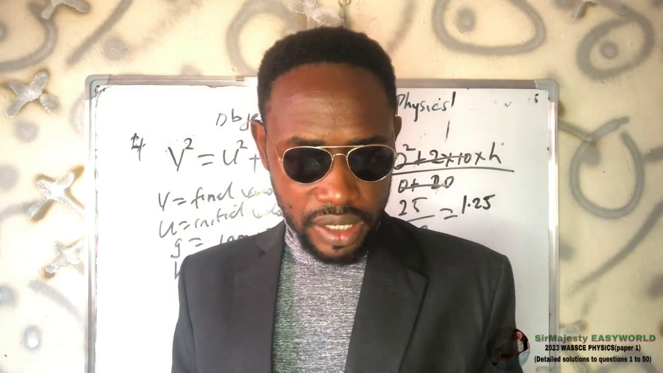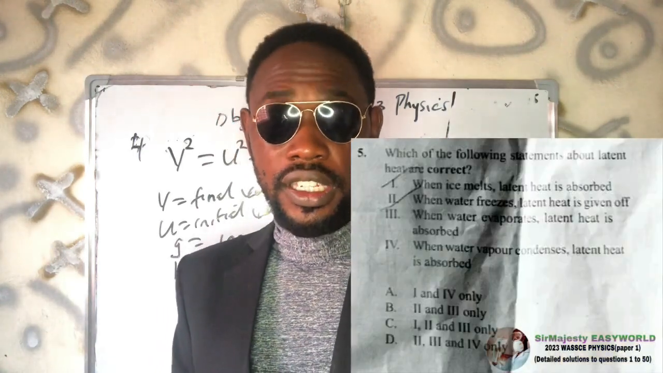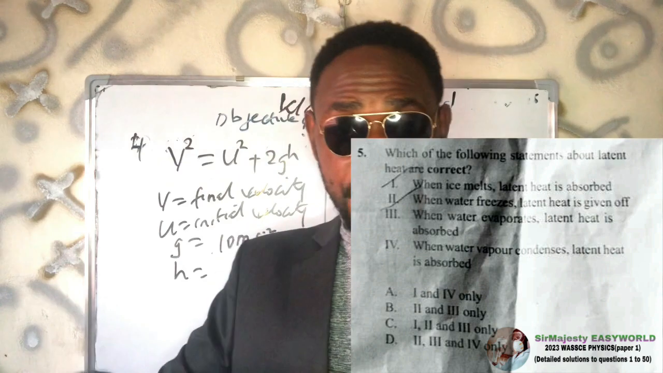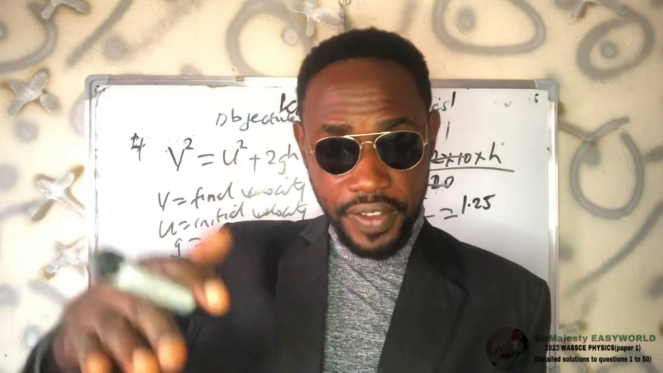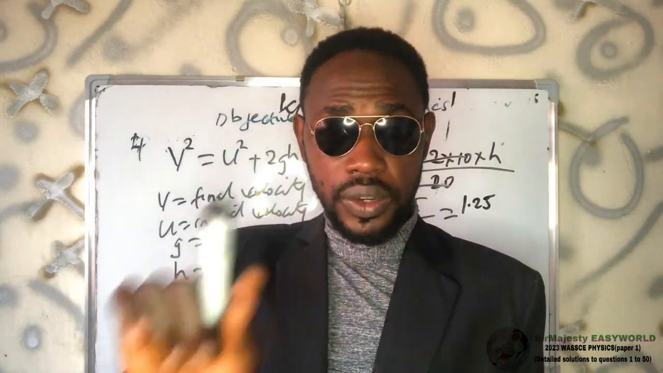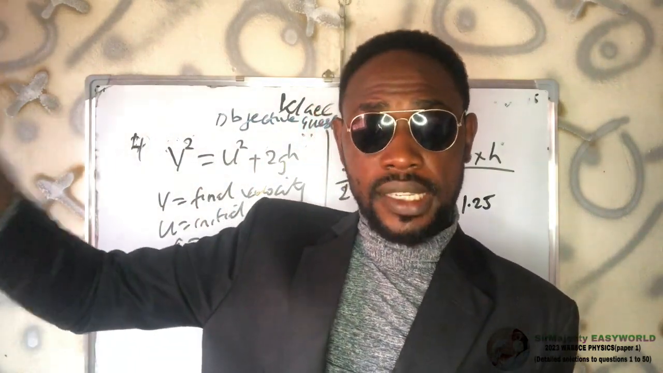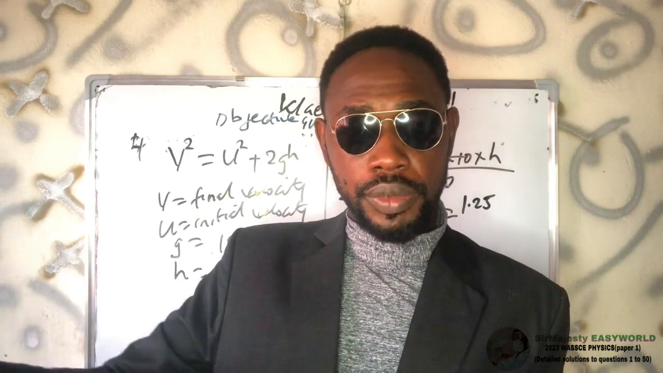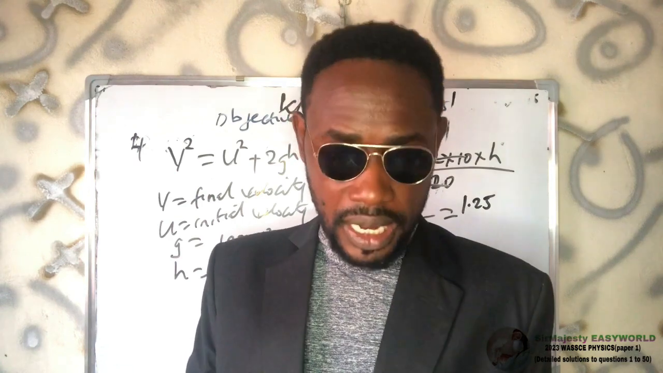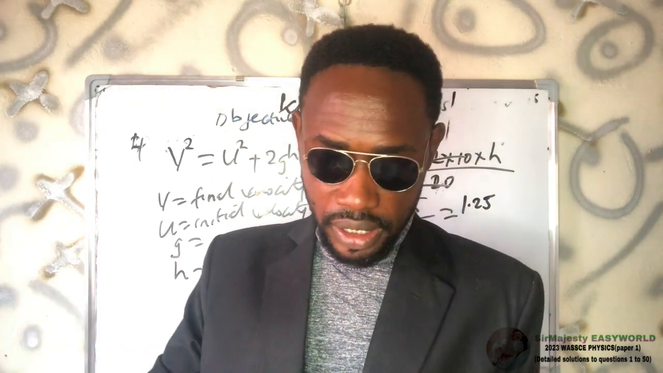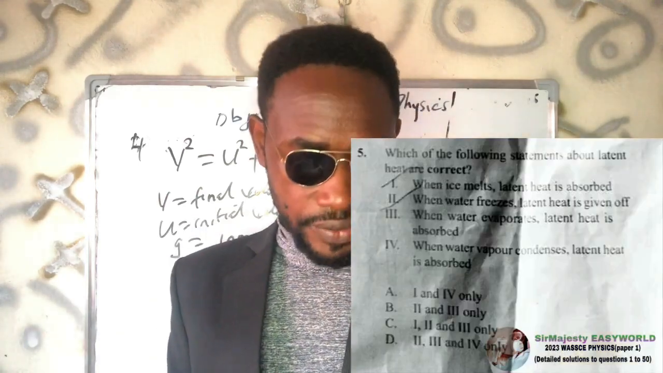Then II says when water freezes, latent heat is given off. There is a decrease in entropy. Freezing changes liquid to solid, so it is the reverse. If you move from solid to liquid to gas, latent heat must be absorbed. But if you move from gas to liquid to solid, latent heat must be released. So freezing is changing liquid to solid. So latent heat is supposed to be what? Released or given off, which is very correct. So I and II are correct.